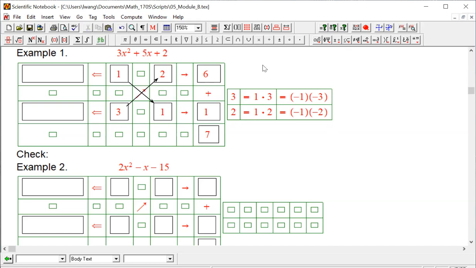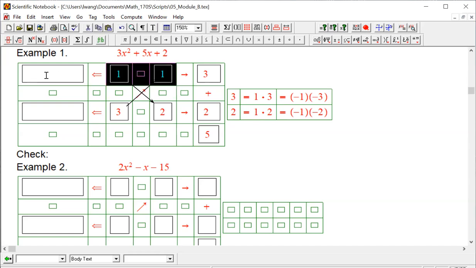So we have to try other options. How about 1 times 2? 3 times 1 is 3. 1 times 2 is 2. 3 plus 2 is 5. We made a perfect match. We don't have to try anything else. We can stop.